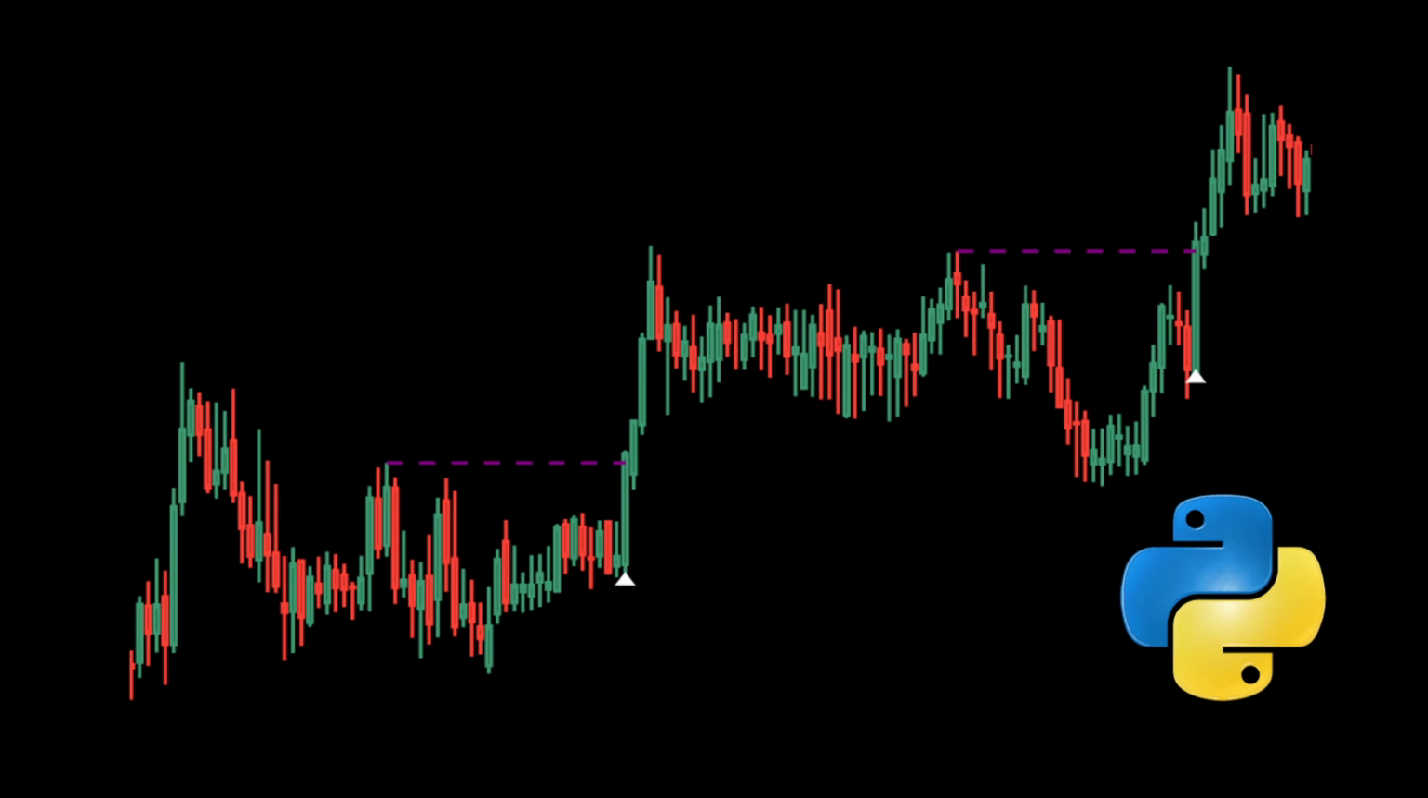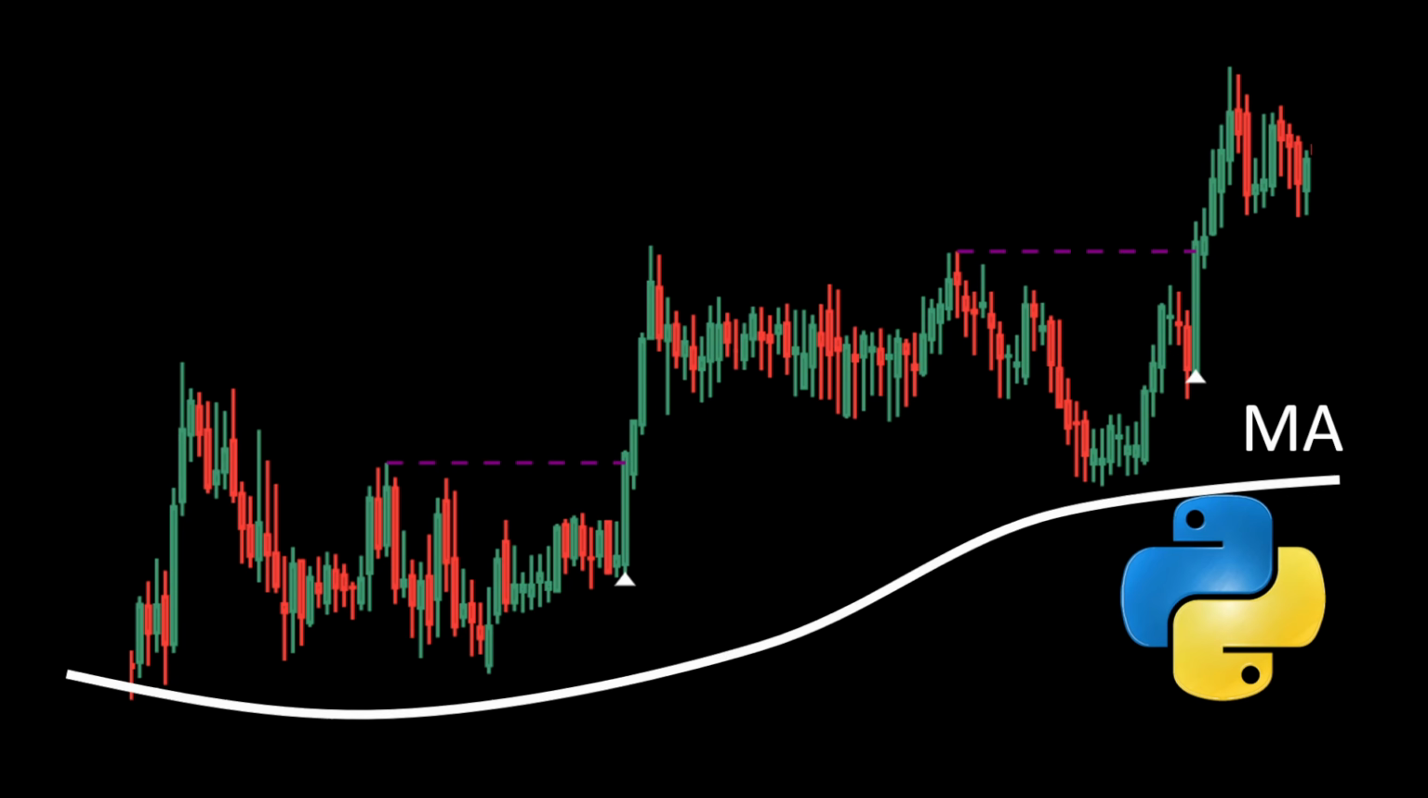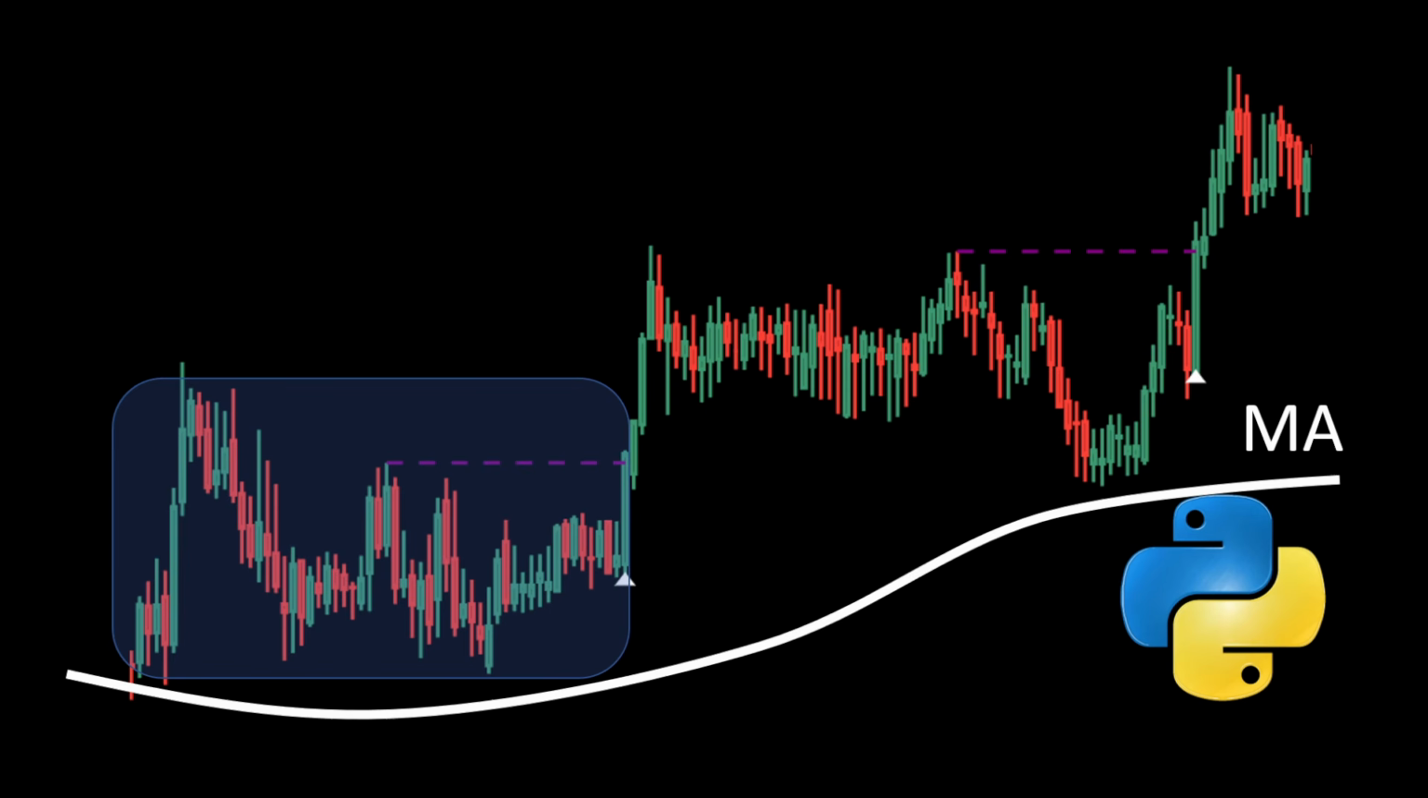But that's not all. In order to filter stronger breakouts, we will also use a moving average to detect the trend. Numerically, if a set of multiple recent candles where the breakout is happening are all above the moving average curve, then we have an uptrend, and we only consider bullish breakouts. In the opposite direction, if the candles are below the moving average curve, we will only consider bearish breakouts.